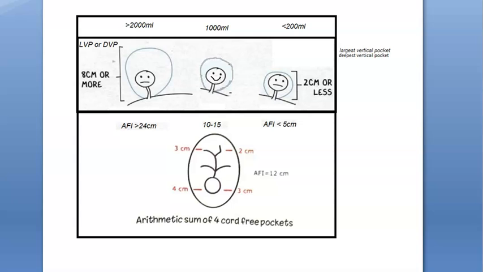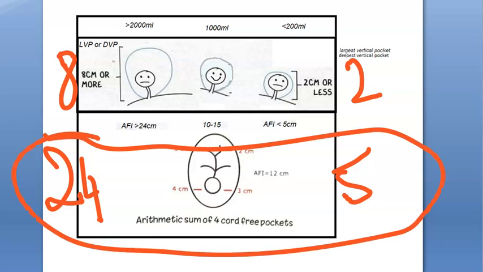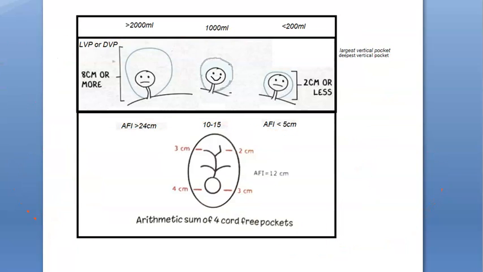Is it too much to remember, people? Look at this, we'll just write some numbers here: 8, 24, 2, 5. Here it's 2 liters and 200 ml. I think that is fine, right? You have to remember these values. So this is the amniotic fluid index, and this one is for the single largest or deepest vertical pocket.